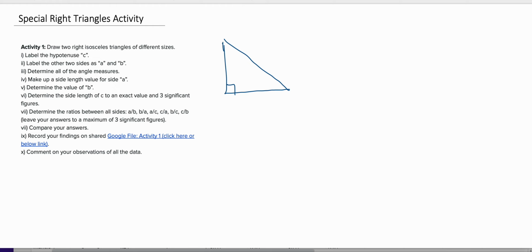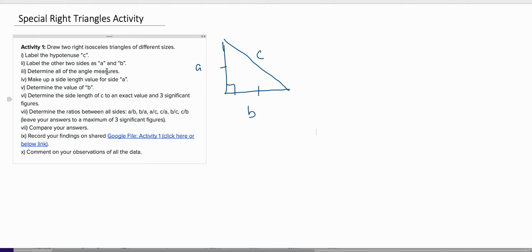Okay, and these side lengths would have to be the same since the hypotenuse must be longer than both of them. So it says label the hypotenuse C. There we go. And label the other two sides as A and B. So let's label this as A and B.